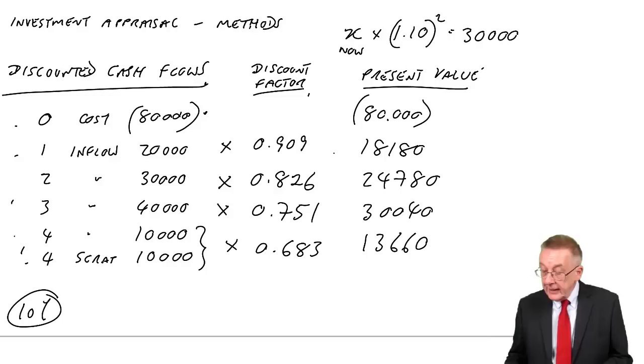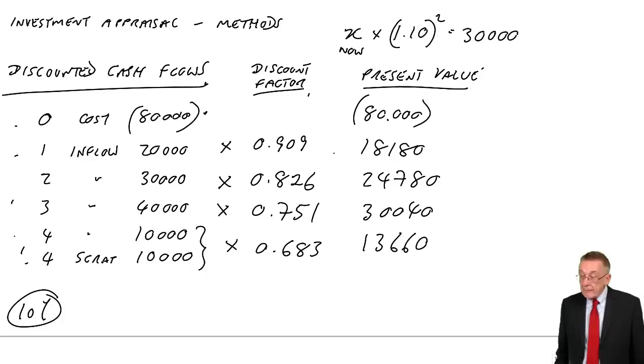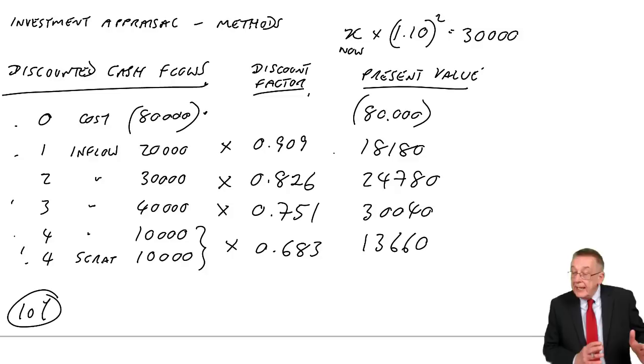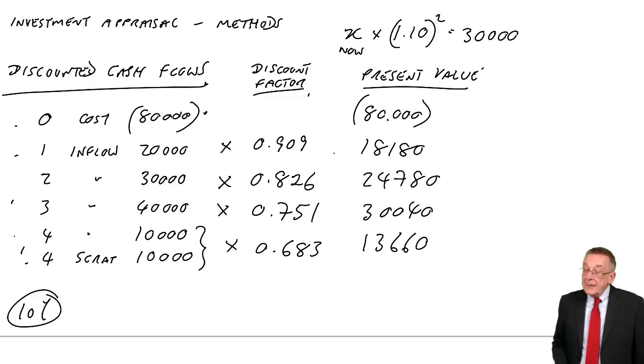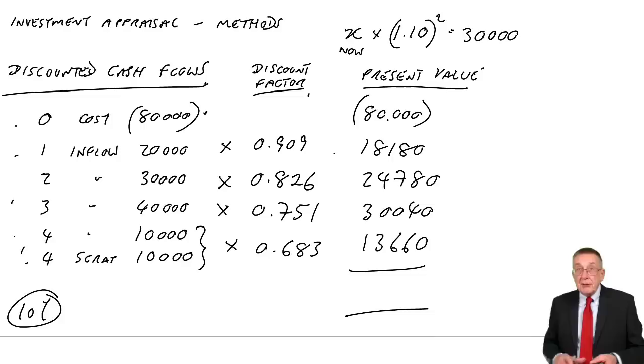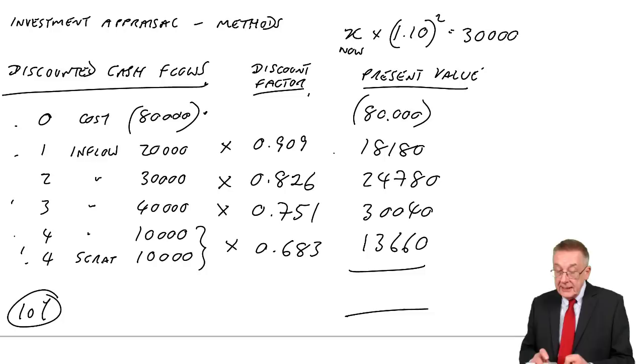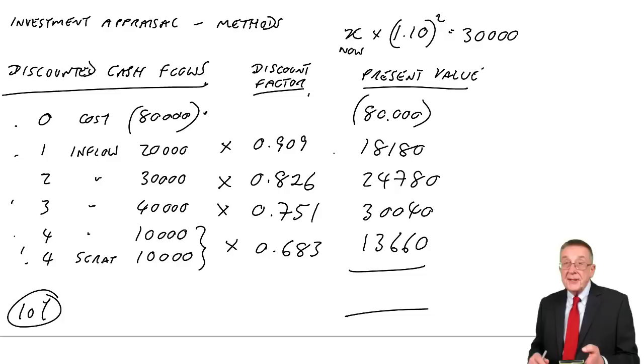20,000.683. The present value is 13,660 if the two together. So there are the present values, the equivalent amount now. Effectively, by discounting, we've removed the interest. And therefore, the net surplus or deficit after accounting for interest: the inflows 18,180 plus 24,780 plus 30,040, 13,660, a total of 86,660, less the outflow of 80,000.